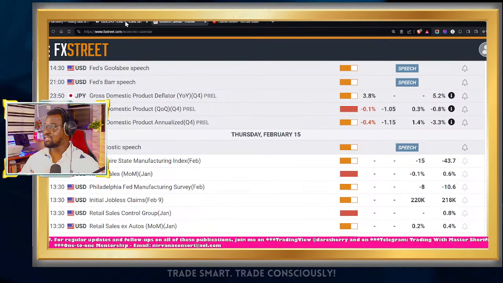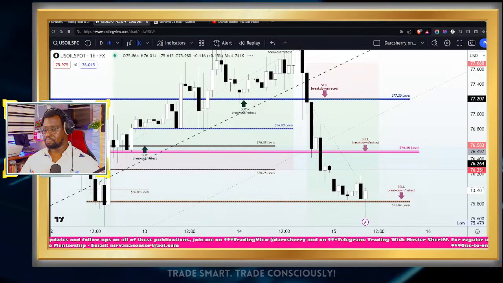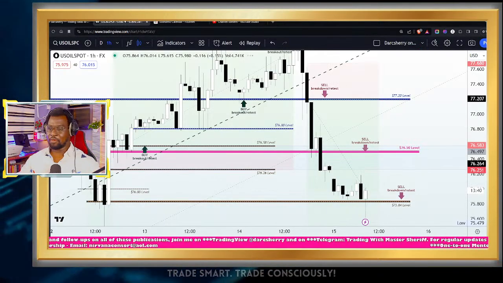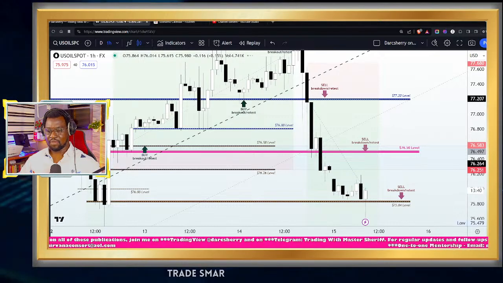So with that being said, let's dive right into the business. As usual, I loaded up my USOILSPOT earlier than expected so that we can be right on point.